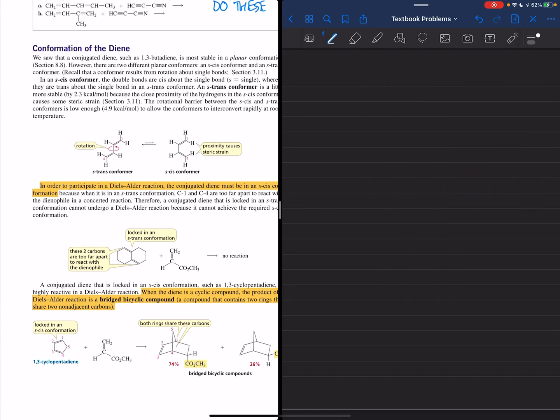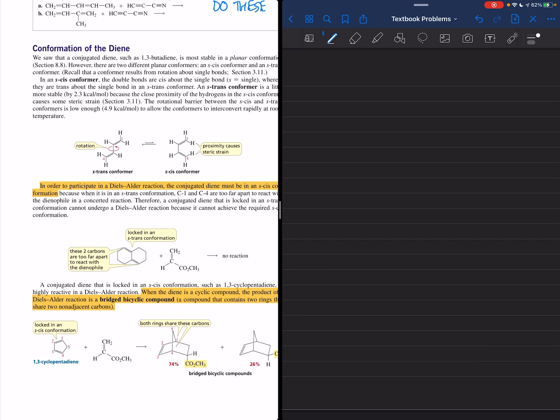All right. Yeah, Diels-Alder is still here. One of the other things we need to talk about are these bridged bicyclic compounds. I looked at these and I wanted to scream, but they're actually not that complicated. And I'm going to show you exactly why.